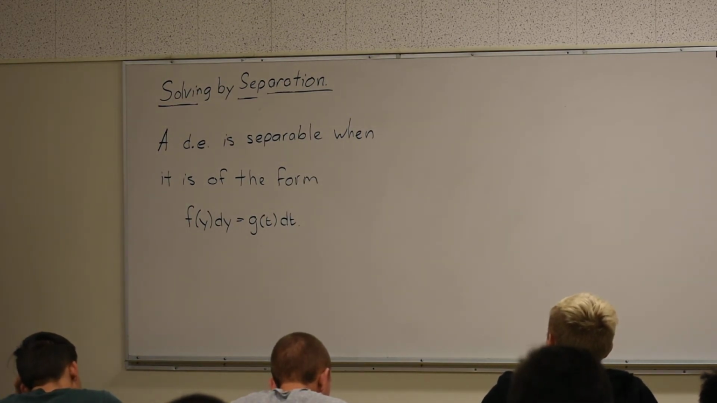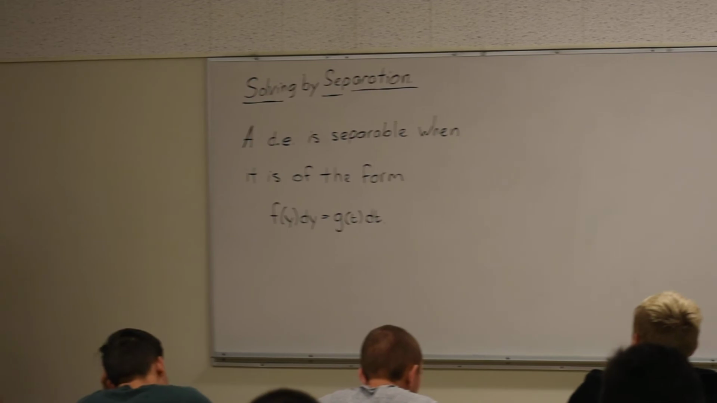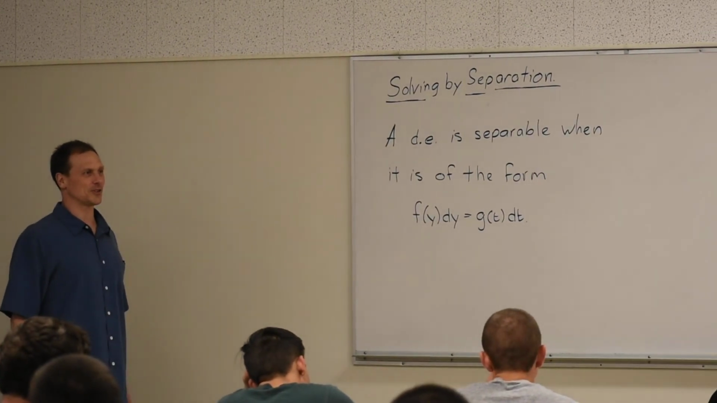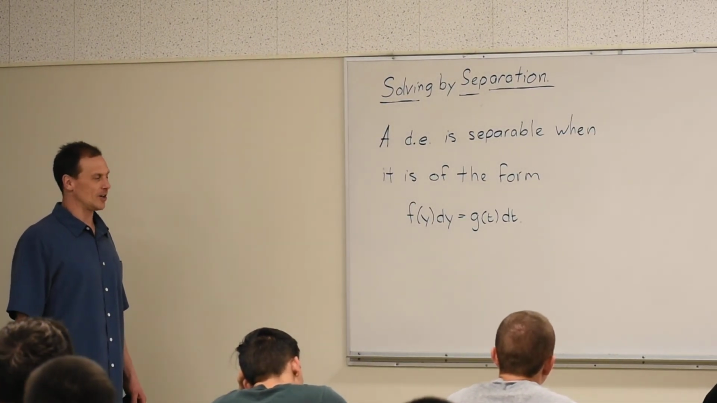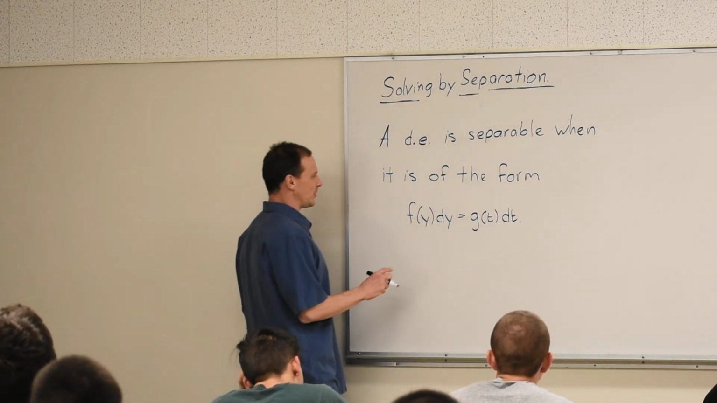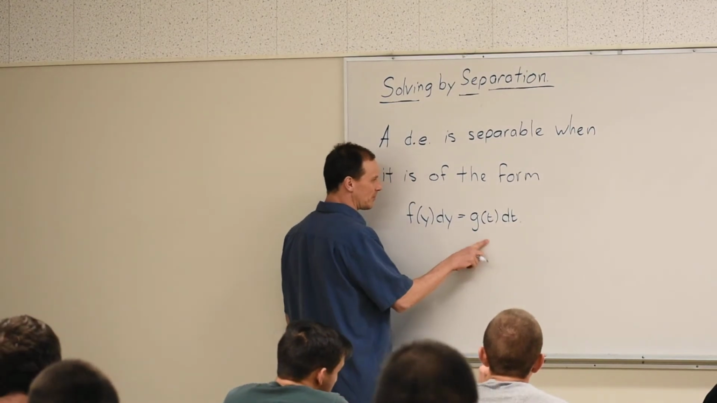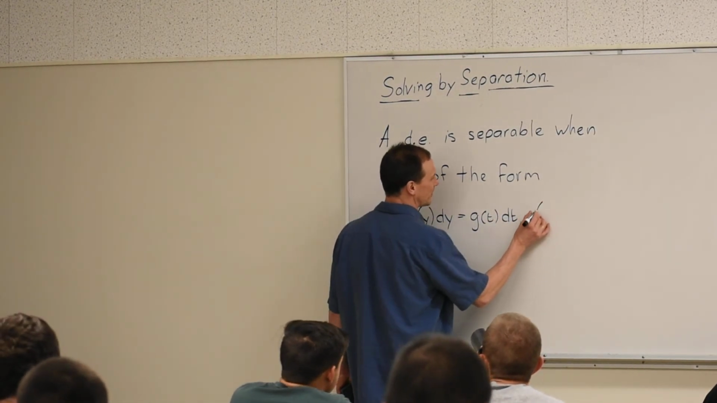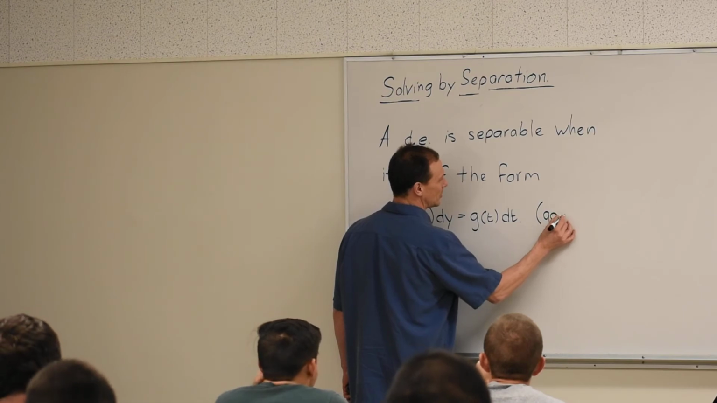So right off the bat, you should say that is of no value, because we haven't seen a differential equation look like that, have we? All of ours say y prime equals something. And so this is our goal form. This is our goal form.